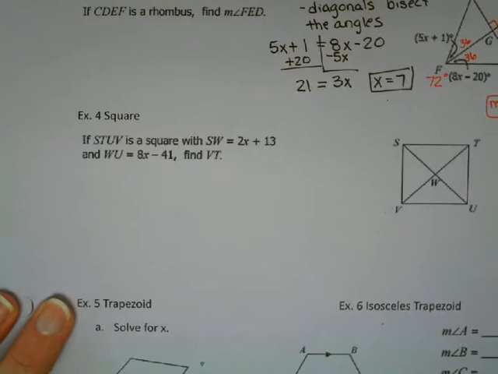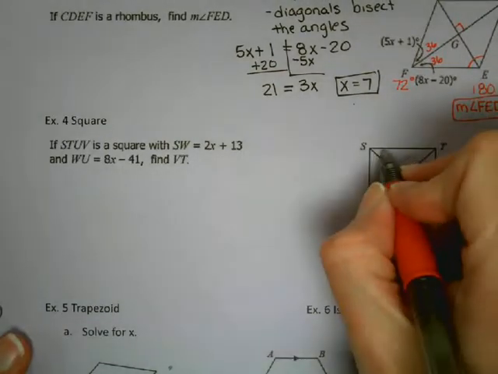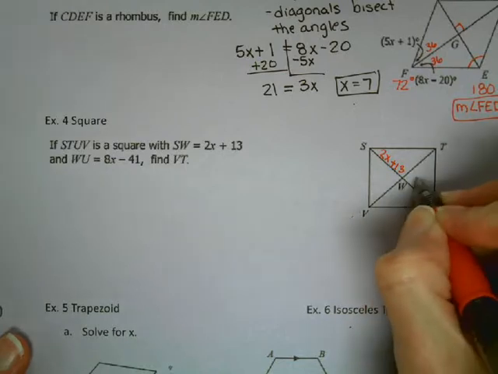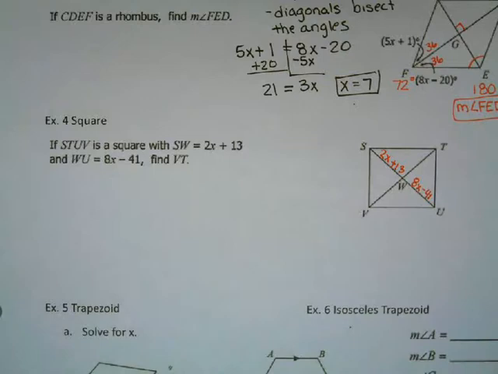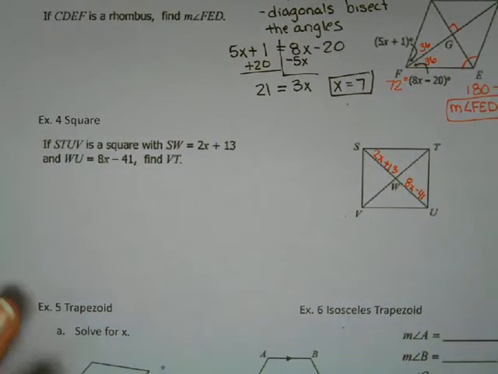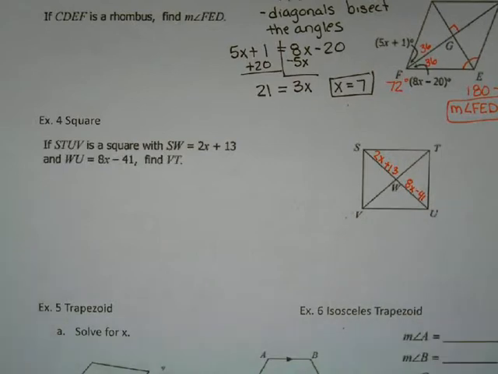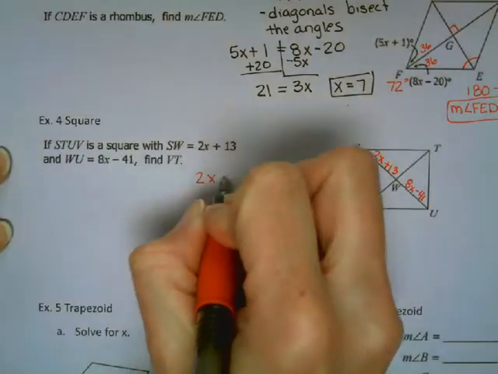Alright, square. We have a square, and we're talking about the length. SW is 2x plus 13, okay, and WU is 8x minus 41. So we got to think about diagonals in a square. In this case, diagonals are congruent, but that doesn't really help us. We also know diagonals are bisected. If diagonals are bisected, these two things are equal.